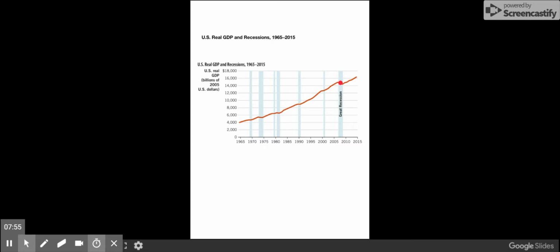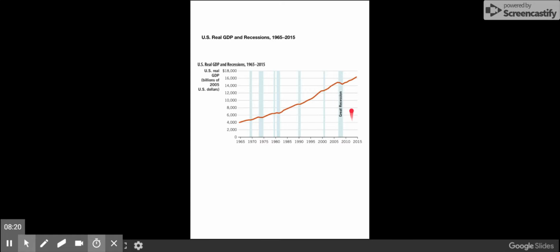And of course, the biggest one, which has happened in your lifetime, which is called the Great Recession, started in 2008 and lasted for a really long time. In fact, some estimates believe that it was only by 2014 that the American economy finally started recovering from the long-term effects of the Great Recession.